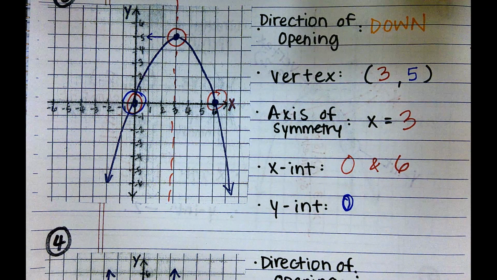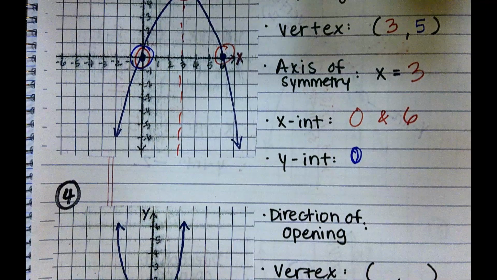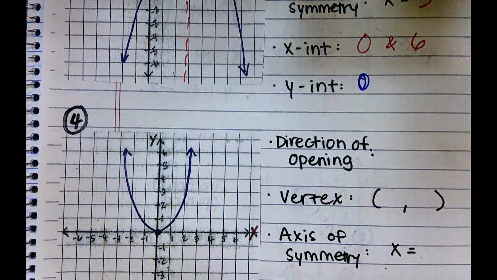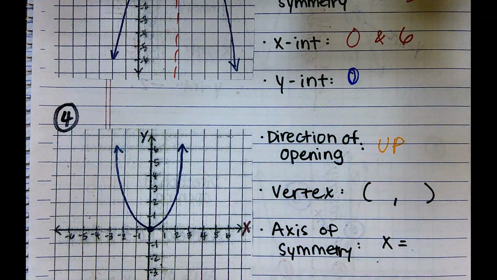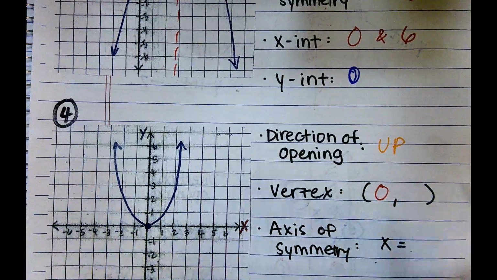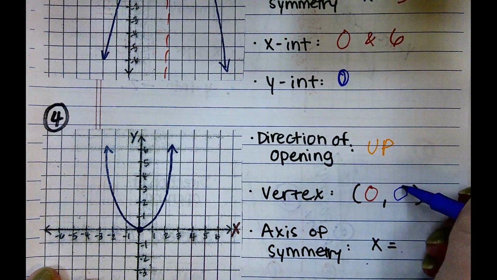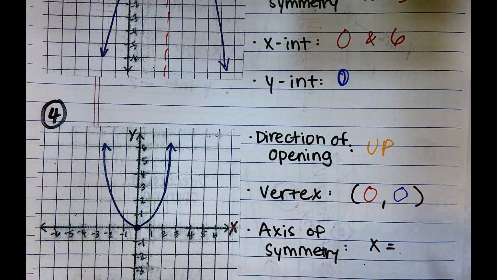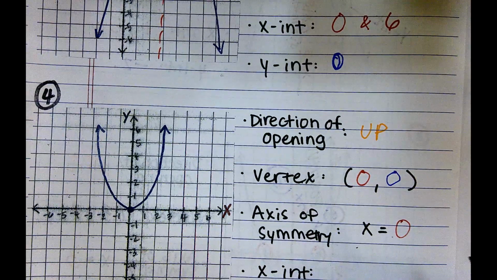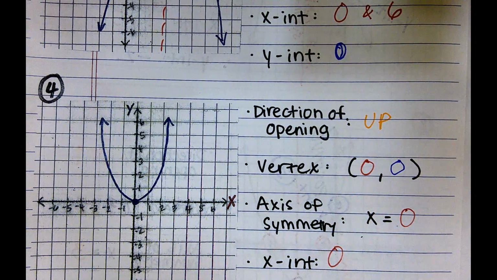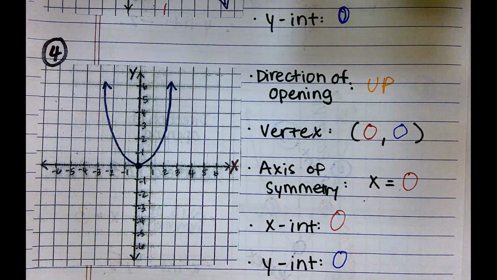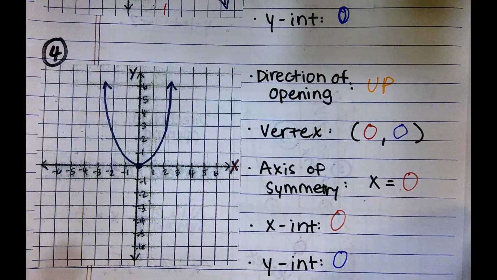Number 4 is a special one. What direction is it? Up. What's my vertex? 0, 0. Everything is zero. Axis of symmetry? 0. X-intercept? 0. Y-intercept? 0. All zeros. Good job.